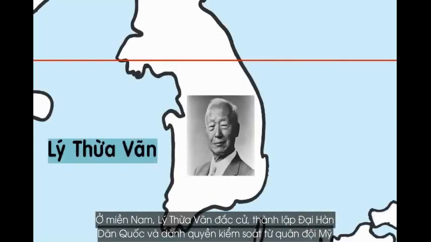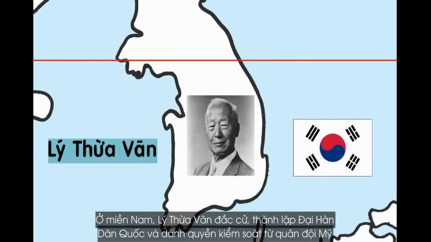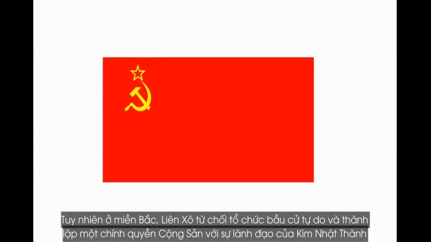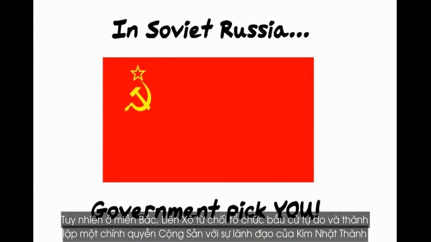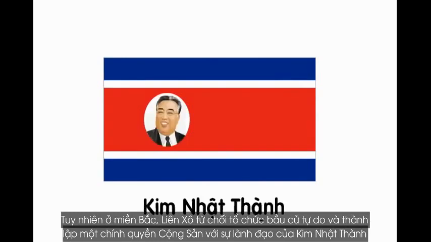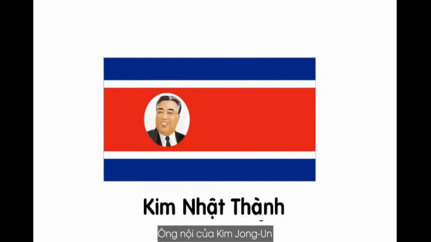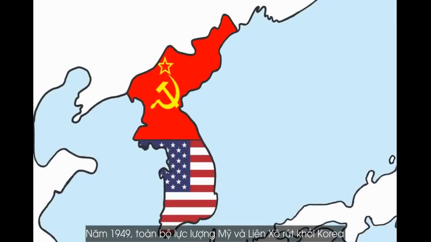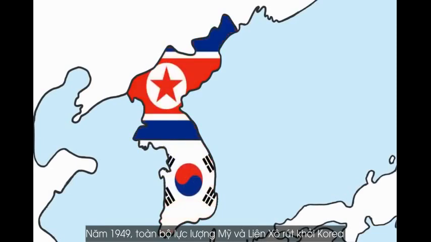In the south, Syngman Rhee was elected and the Republic of Korea was established, taking control over from the US military. However, in the north, the Soviet Union refused to hold free elections and a communist state was established with Kim Il-sung as the leader of the country, grandfather of the current North Korean leader Kim Jong-un. By 1949, all US and Soviet forces had withdrawn from Korea.